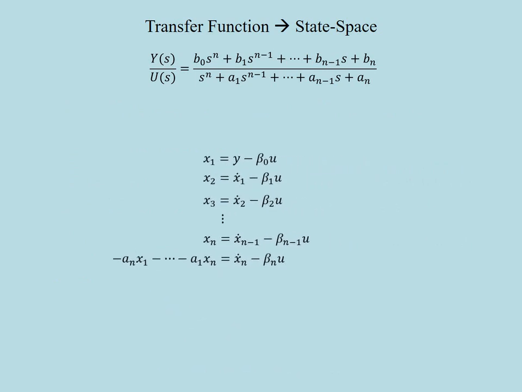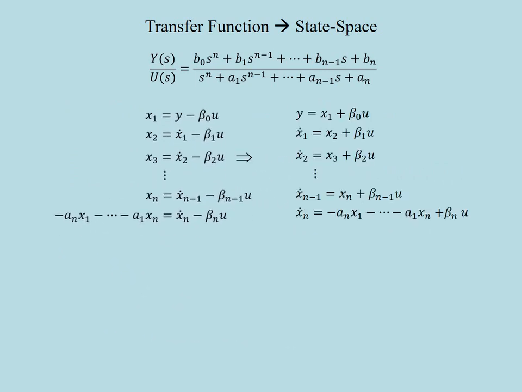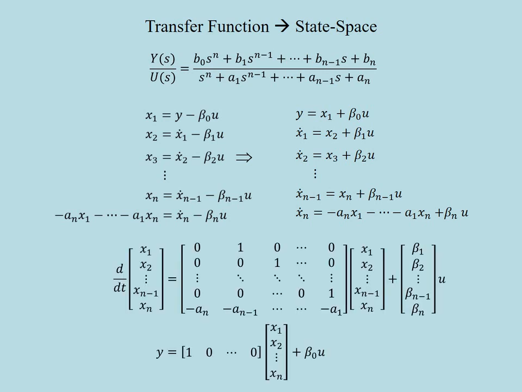Once you have determined your betas, the only thing that remains is to write all these equations so that you have y and the derivatives of the state variables on the left-hand side and rearrange everything in a matrix form. We see that we obtained the same system matrix. That's natural because the system matrix depends only on the denominator polynomial, that is the a parameters.